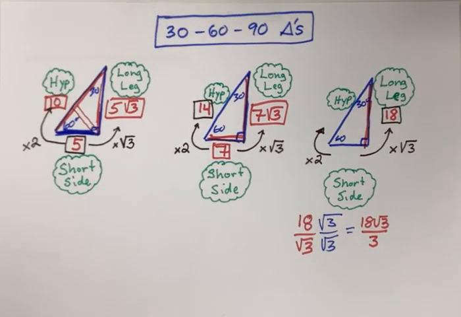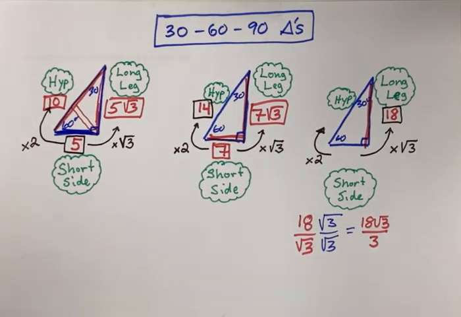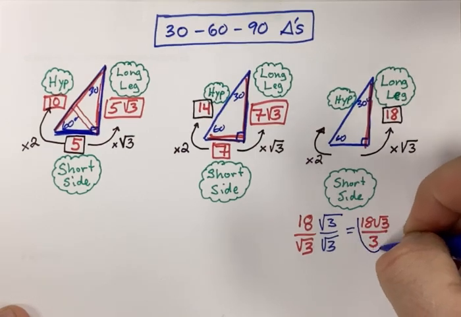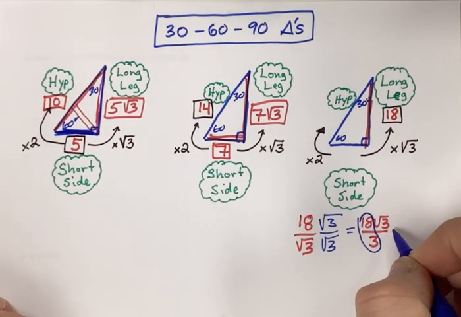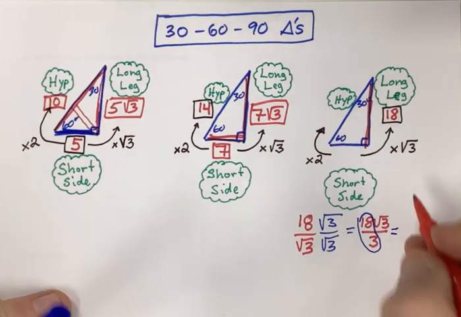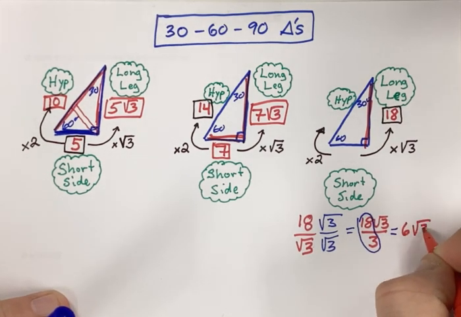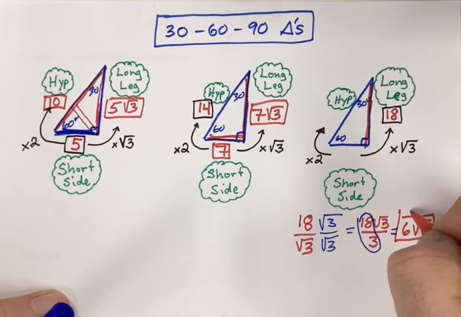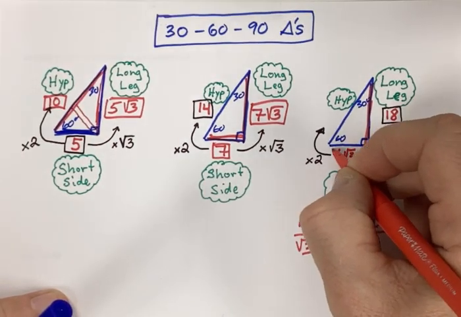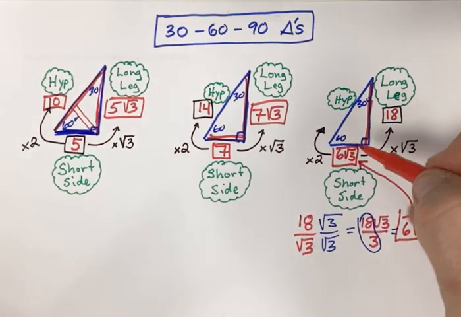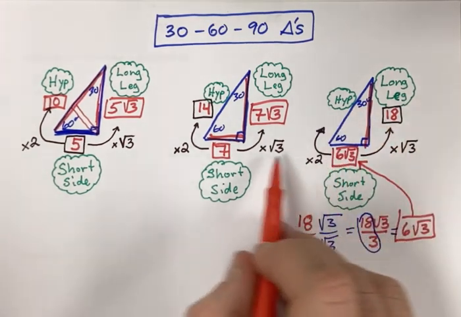Now you're going to think that's the answer. However, there's still more you can do because the outside numbers can still reduce. 18 divided by 3 does reduce down to 6. So this finally reduces down to 6 square root of 3. So the length of your shortest side in this little spot right here is going to be 6 square root of 3. Now, as you go on to the hypotenuse, like all these examples, you take the short side and multiply it by 2.